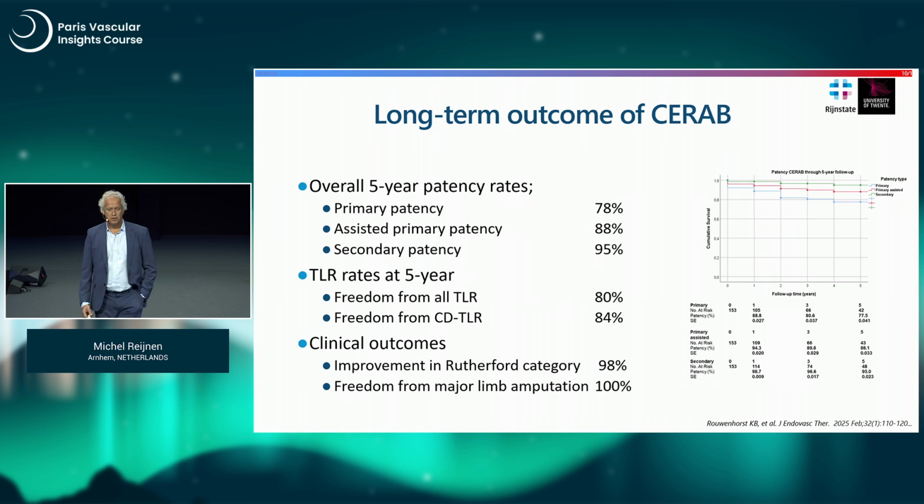And this is what we are used to looking at, patency rates and TLR rates. At 5 years, the primary patency rate is 78%, with an assisted primary patency rate of 88% and a secondary patency rate of 95%. And this reflects in the freedom from clinically driven TLR of 84%. An improvement in Rutherford category at 5 years was achieved in 98% of patients, so the clinical results are excellent, and we did not do a major amputation in a single one of them. Keep in mind, 25% had CLTI before treatment.